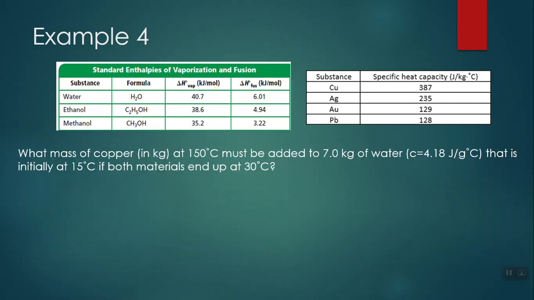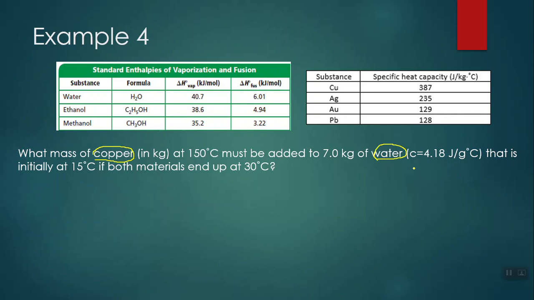Okay? Example number 4. What mass of copper in kilograms at 150 degrees must be added to 7.0 kilograms of water? Specific heat is given. That is initially at 15 degrees Celsius if both materials end up at 30 degrees. Whoa, right? This is different from examples 1 through 3. How is this example any different? Because this example has 2 substances, right? We have copper and we have water.